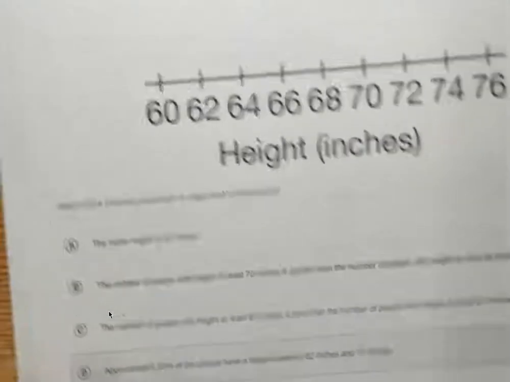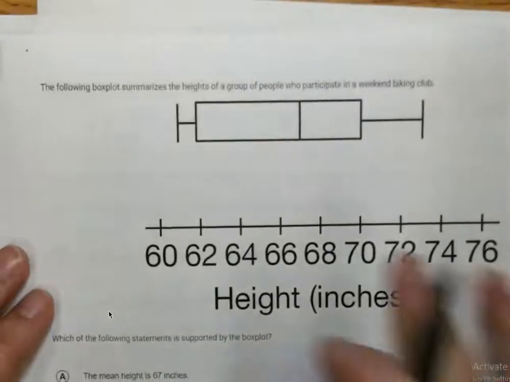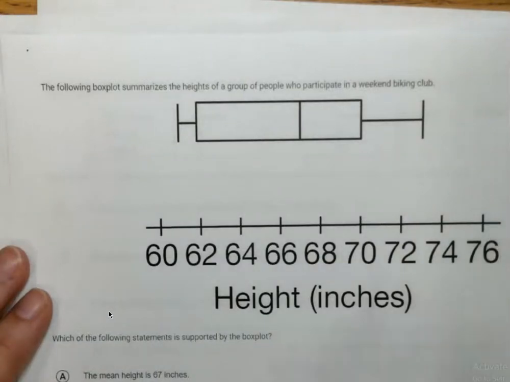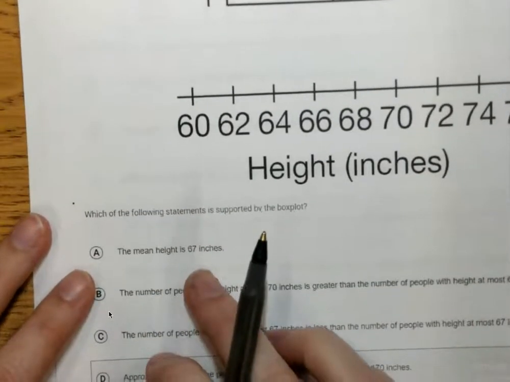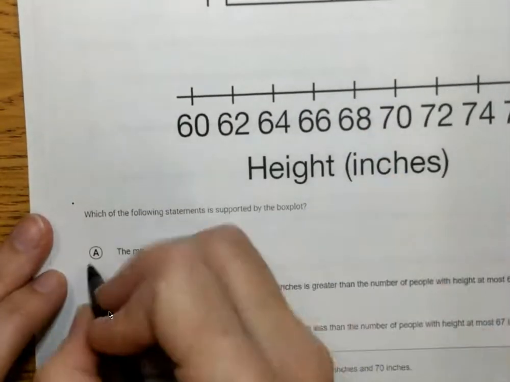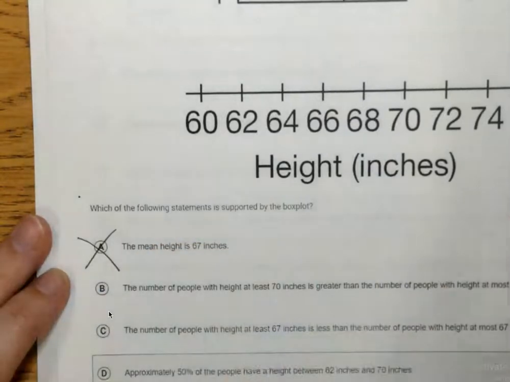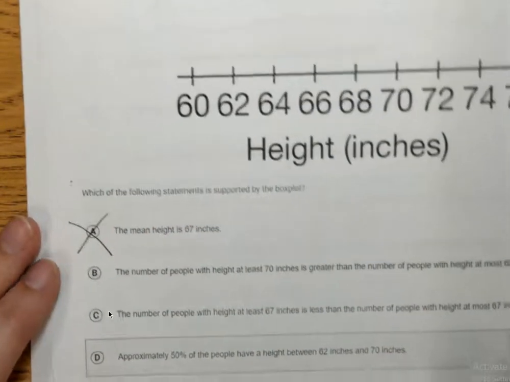All right, I picked 2 from the second multiple choice. This one's about a box plot. Which of the following statements is supported by the box plot? Well, A, we can eliminate because the box plot doesn't tell us about the mean. So we don't know anything about the mean. We only know about the median from the box plot.